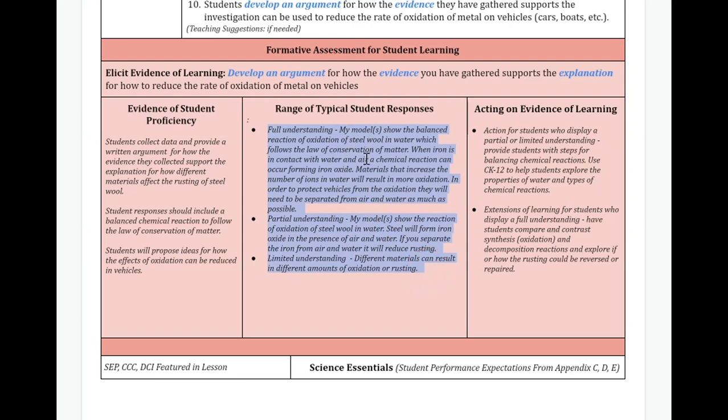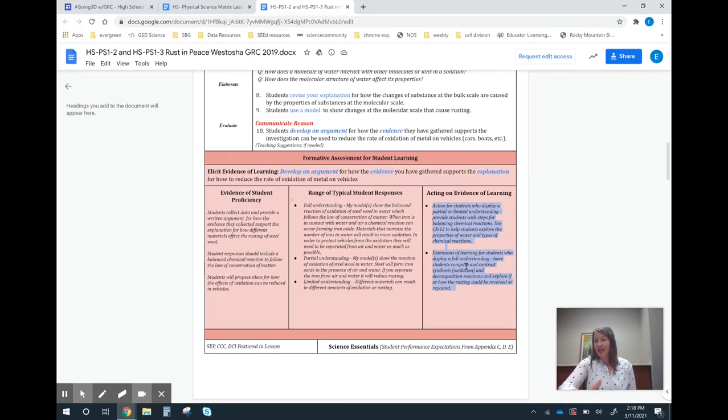It gives you a sample of a student who gets it. What does their answer look like? What if they are partway there? What if they're really not there at all? This would be our level between 1 and 2 students. Because these are set up as formative assessments, there's this last column that tells you what to do. Based on where your students are, here are your next steps.